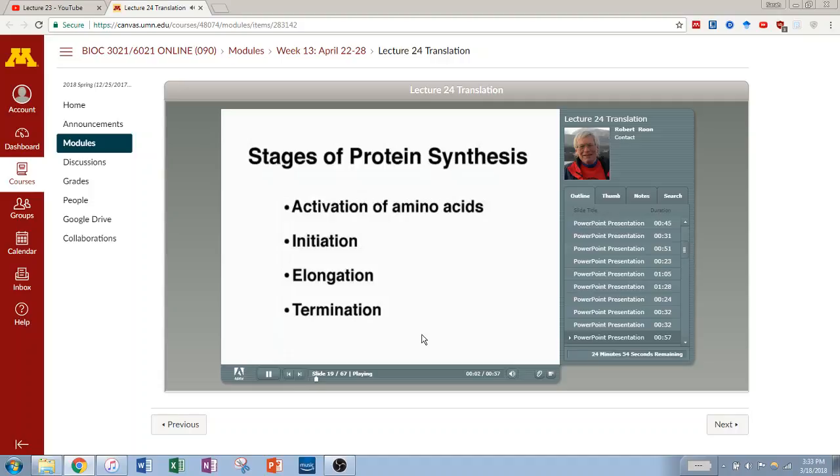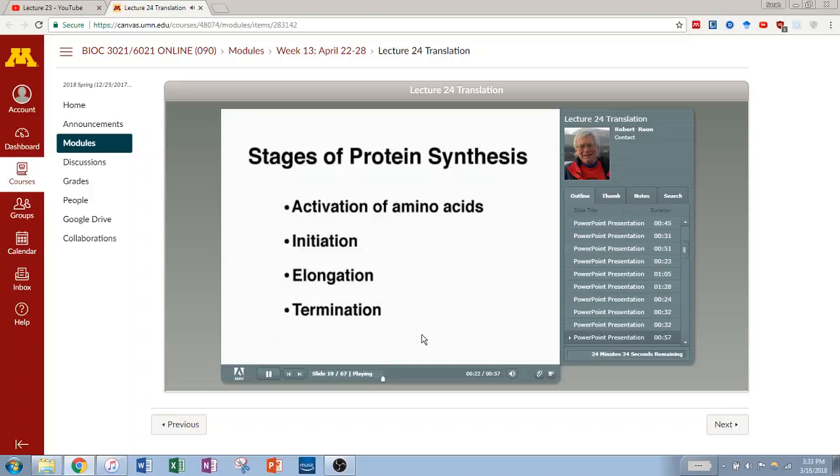The process of protein synthesis occurs in 4 stages. First, the 20 different amino acid substrates undergo activation by the formation of covalent amino acyl tRNA derivatives. The important feature of this process is that the correct amino acid is charged onto the appropriate transfer RNA.